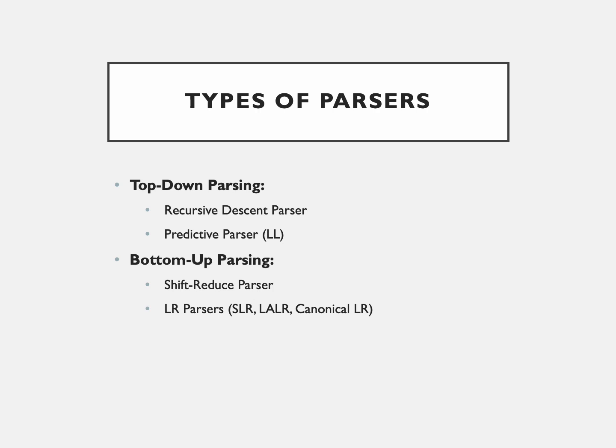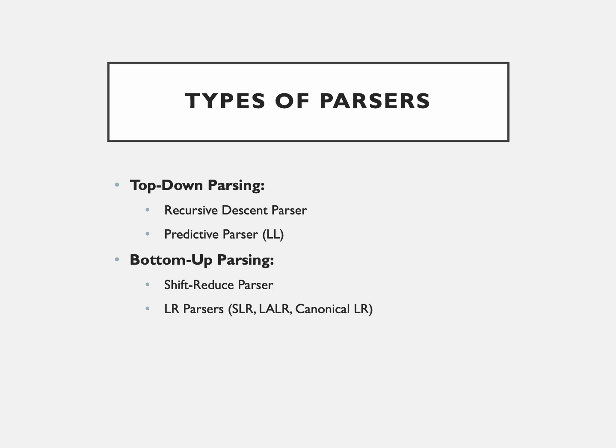Then on bottom-up parsing, which starts from the leaves, like tokens. It starts from the tokens and works upward to construct the parse tree. Some common examples are the shift-reduce parser, which shifts input symbols onto a stack and reduces them based on production rules to form the tree.